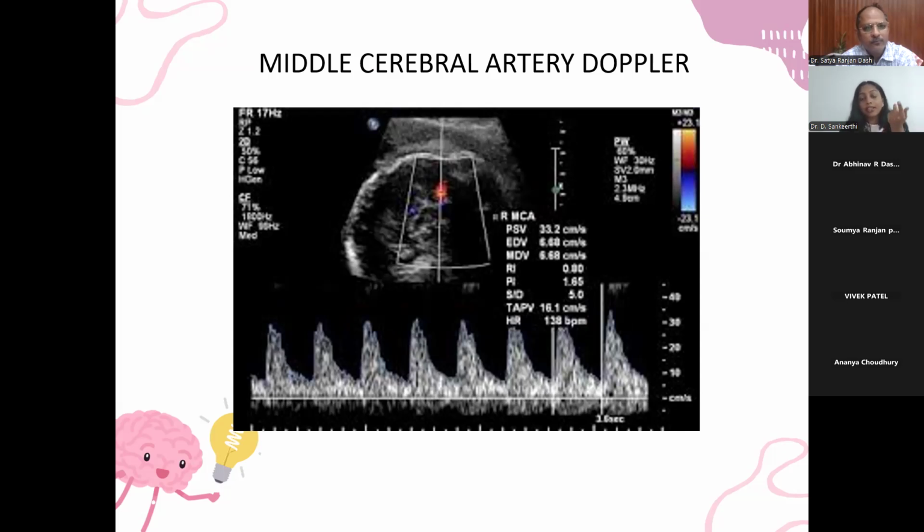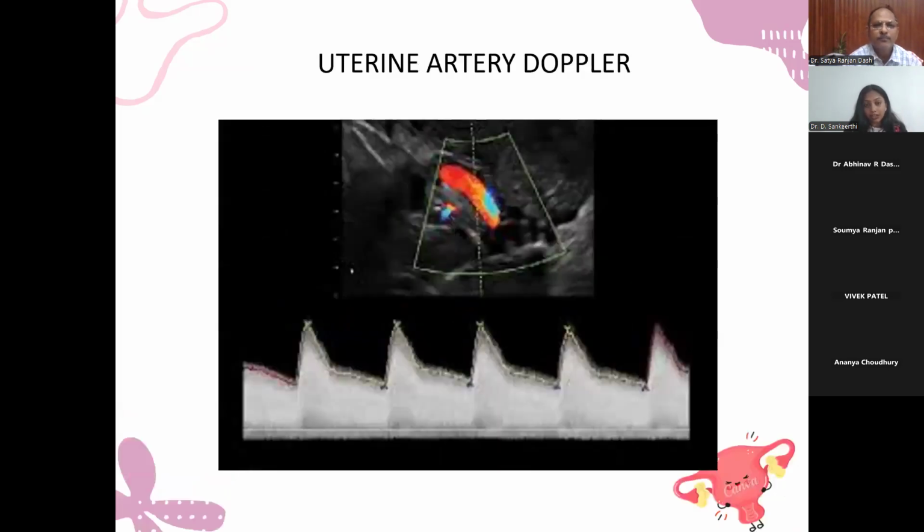So by measuring the values of these Dopplers in the middle cerebral artery, we can predict what the situation of the baby will be, and it will definitely influence the management that we as obstetricians take in regard to what we want to do with the pregnancy further. That itself suggests how important the interpretation of these Dopplers actually is.